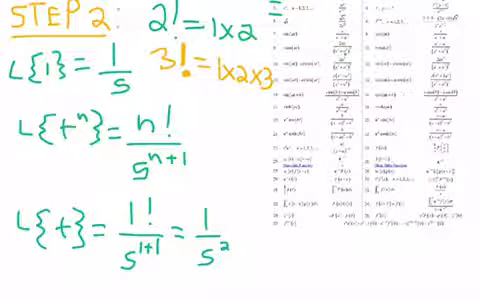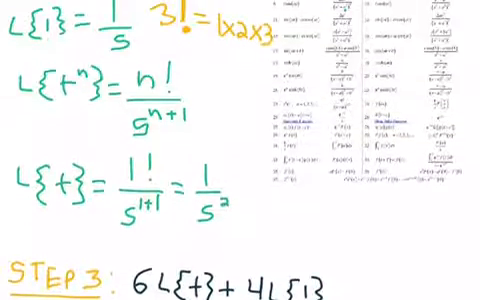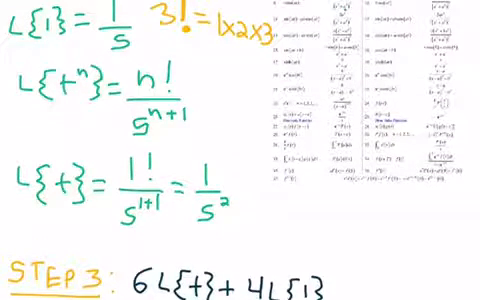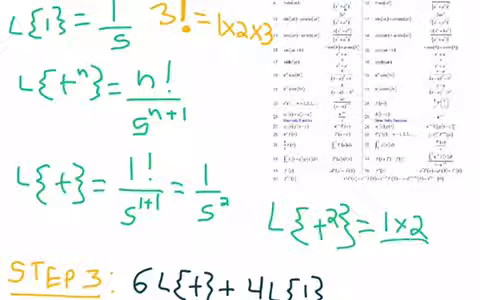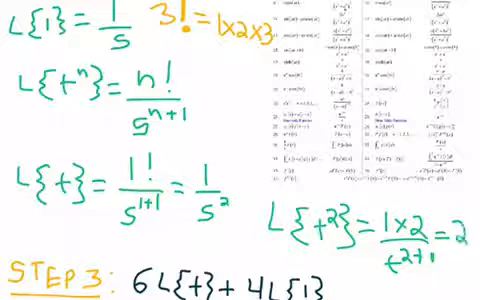So in that case, the Laplace of t is going to be 1 factorial over s to the 1 plus 1, which is simply 1 over s squared. And the Laplace of t squared, if we were asked to find, would simply be 1 times 2 over s to the 2 plus 1. So it would simply be 2 over s cubed.